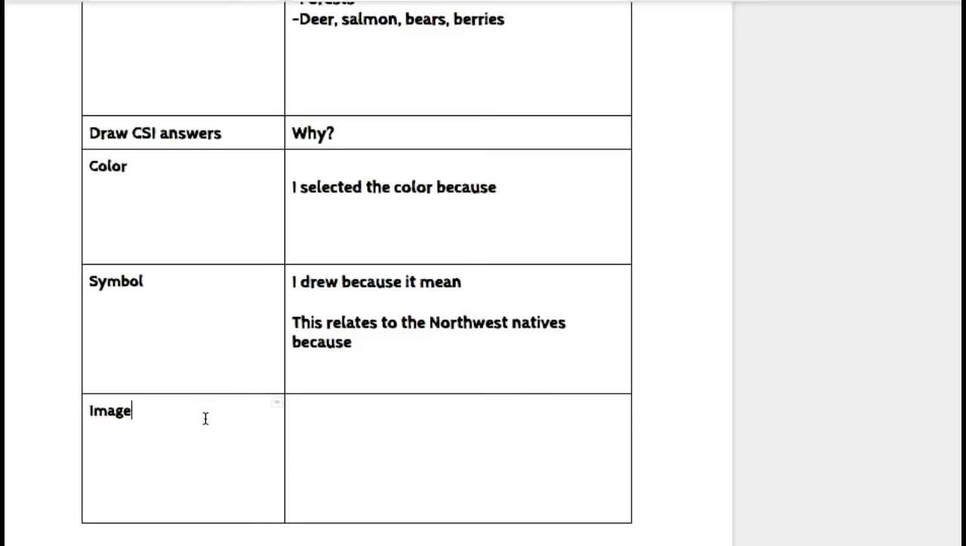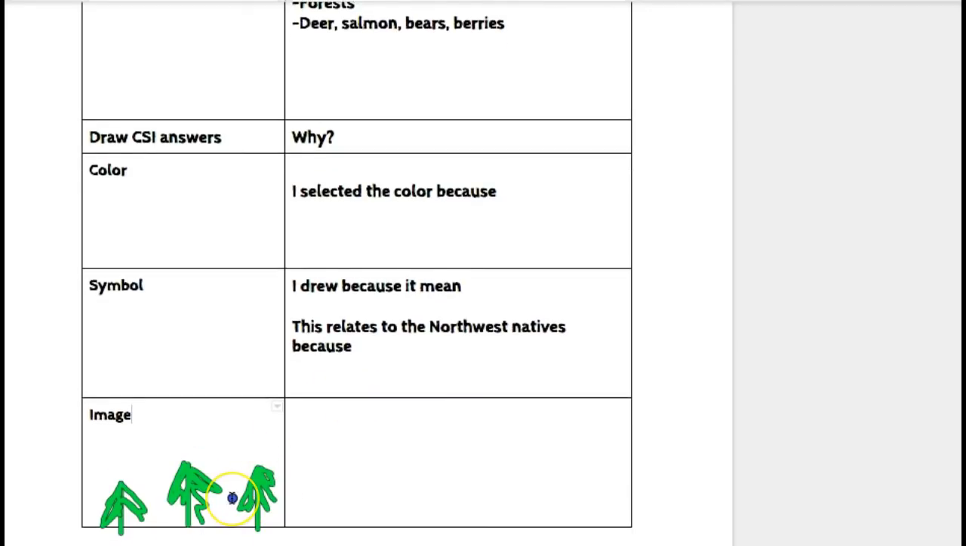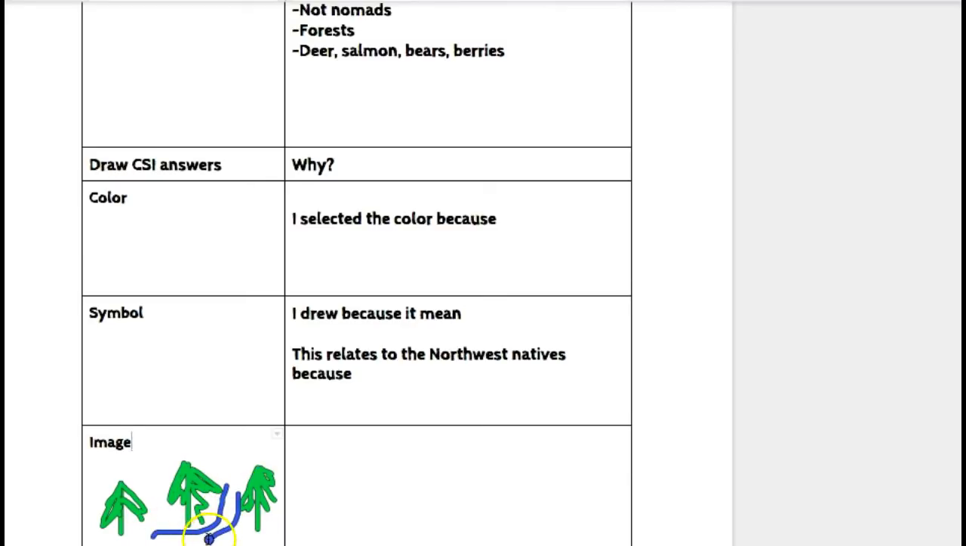And then your image is going to be some kind of picture. So maybe what makes me think of it is forests, because it said that they had lots of wonderful forests. So I have my trees. And then it said it had salmon and bear, so maybe I put a river in there, which is where the salmon would be. And then I would explain, I drew this because of this reason. It means this. And then this picture relates to the Northwest natives because. All right, now you get to do this by yourself.